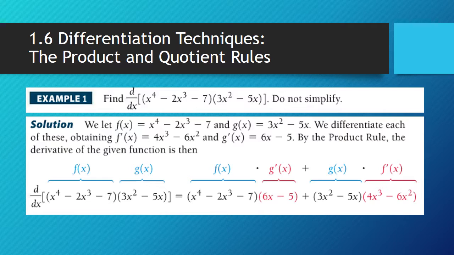And then we'll put everything into the product rule. So we do the first function, x to the fourth minus 2x cubed minus 7, times the derivative of g, 6x minus 5, plus g, 3x squared minus 5x, times the derivative of f, 4x to the third minus 6x squared. And that's all you need to do. They didn't want you to multiply all that out and combine like terms and everything. You should have left it just like that.